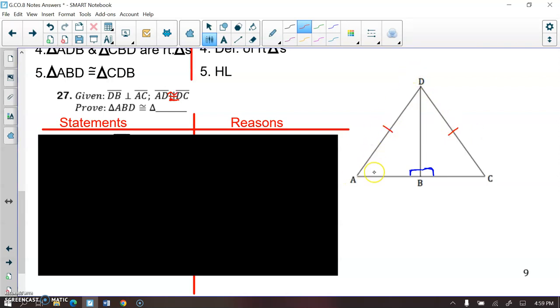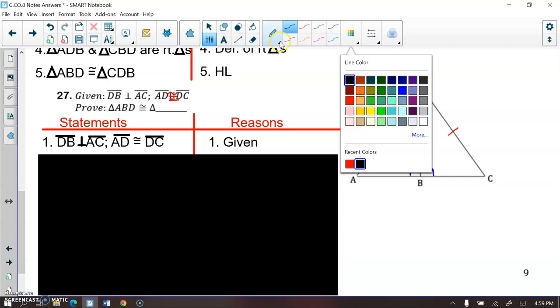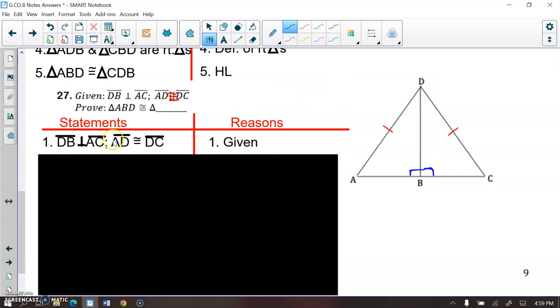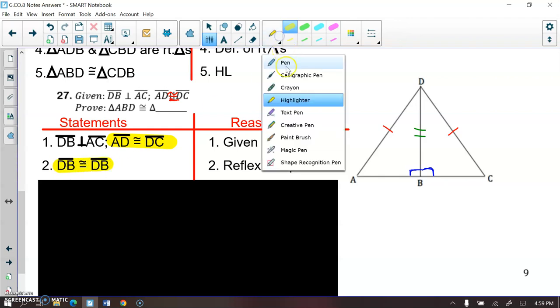Okay, I do have the hypotenuses congruent on these two triangles, so it looks like we will possibly be using HL. So this is my given. I proved one pair of sides congruent already. That's this. AD is congruent to DC. And then now, looking at this, I can see that they share a side in common, BD. So by the reflexive property, DB is congruent to DB. That's a second pair of things that I proved congruent to one another.